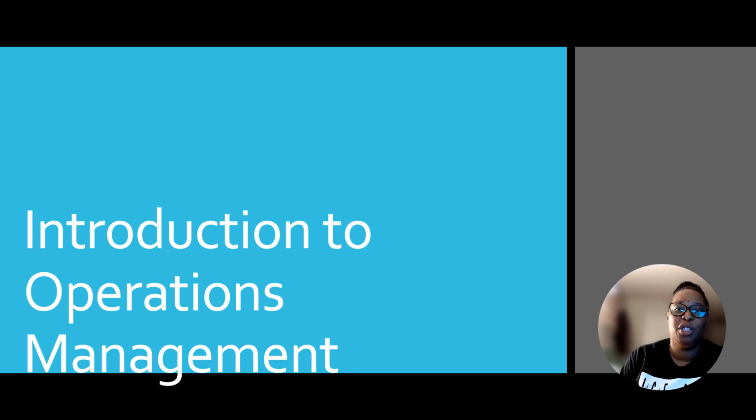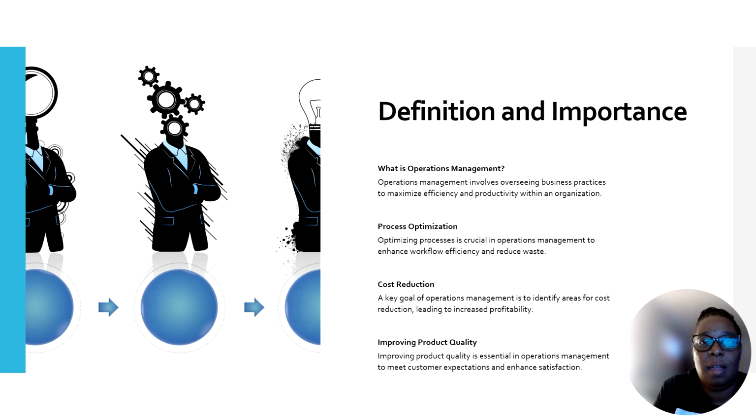The introduction to operations management. Operations management is the administration of business practices. It is aimed at ensuring the maximal efficiency and effectiveness within an organization. Optimizing processes for business operations management is to enhance workflow and reduce waste. It also is important for operations management to be involved in cost reduction because that helps the business save money.